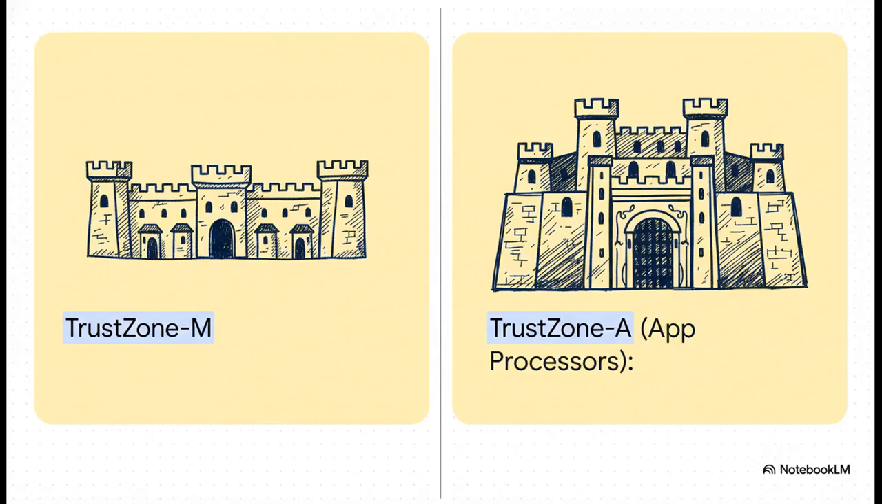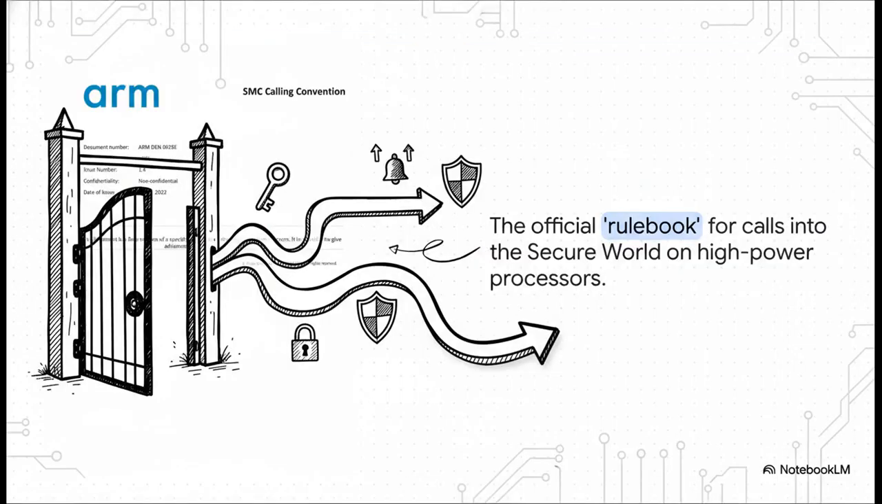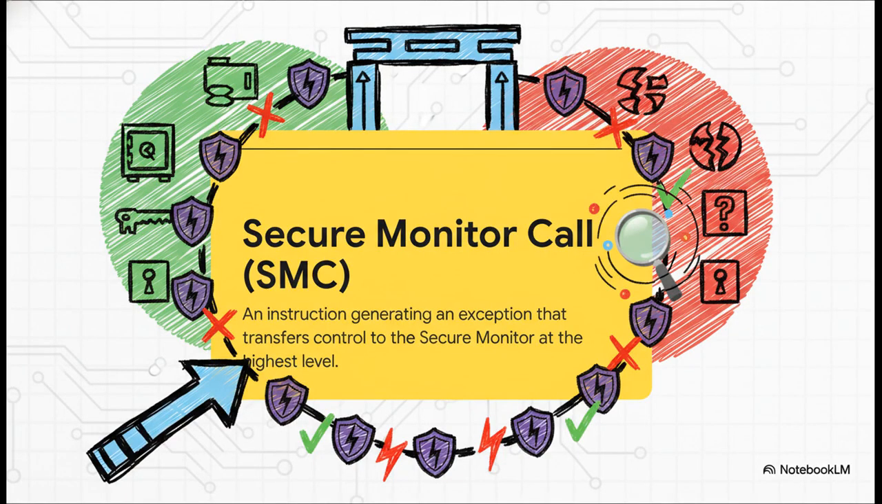But the big, beefy A-profile processors inside your phone, they use a totally different model. Instead of having lots of little gates, they have one massive, highly fortified main gate. And that gate is controlled by an ultimate authority called the Secure Monitor. And getting through that one main gate is governed by an incredibly strict set of rules. This document here, the SMC Calling Convention, is basically the official rulebook. It lays out exactly how the normal, non-secure operating system is allowed to even knock on that main gate to ask for help from the secure world. The magic word to get through this main gate is the SMC instruction. That stands for Secure Monitor Call.